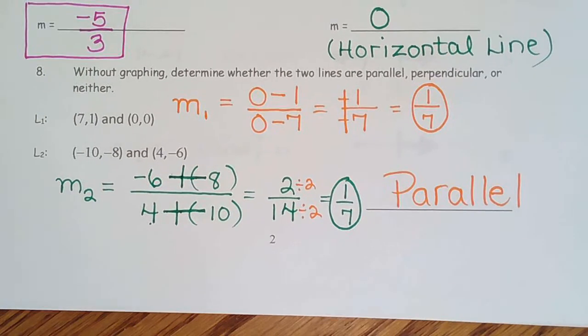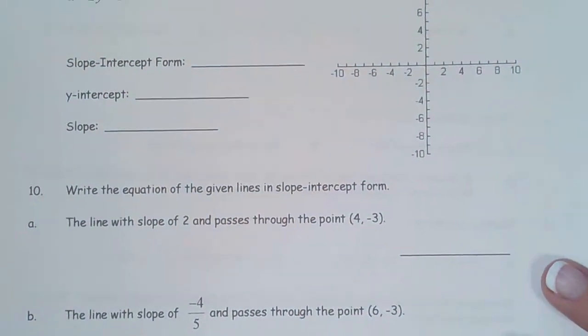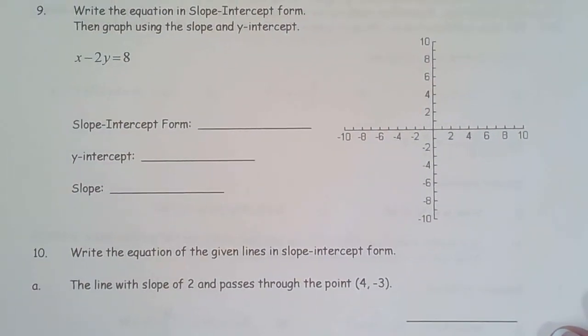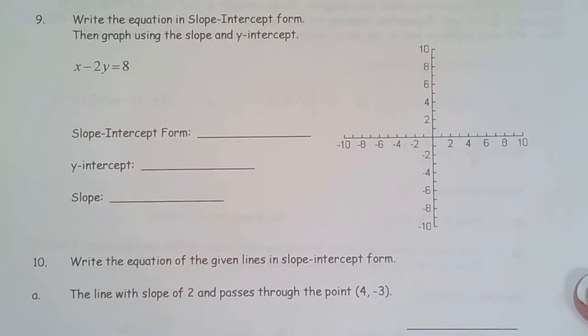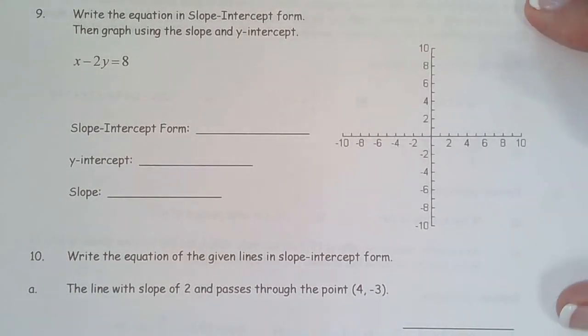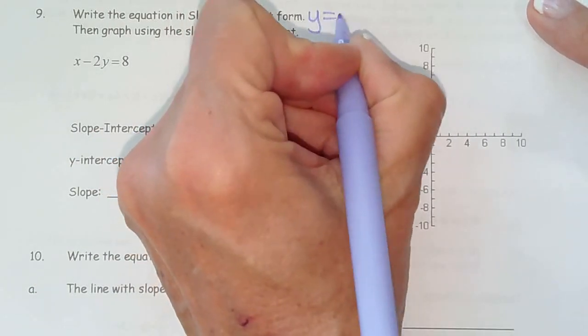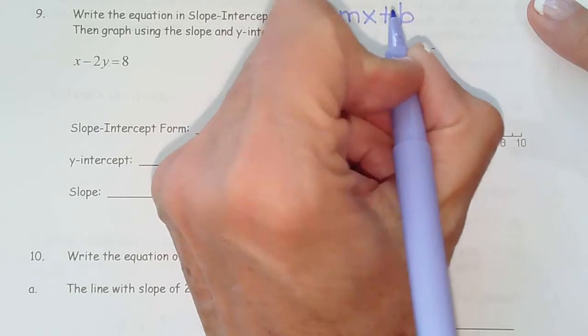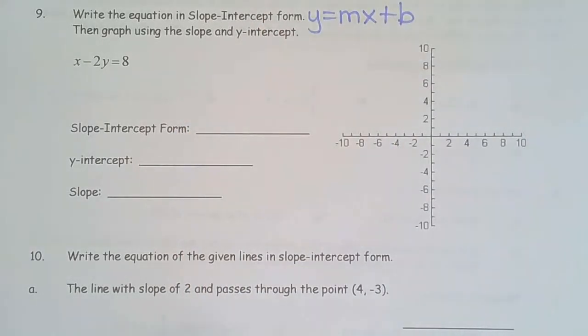Okay, let's move on to number 9, which is very much like number 5 that we just did earlier. So number 9 wants us to first put the equation in slope-intercept form, and when we did 5, we did that last, but they want us to do that first and read the pieces from it. So not a problem. Let's go ahead. We have x minus 2y equals 8. And remember, slope-intercept form means y equals mx plus b. So that's our goal, is to get y alone.